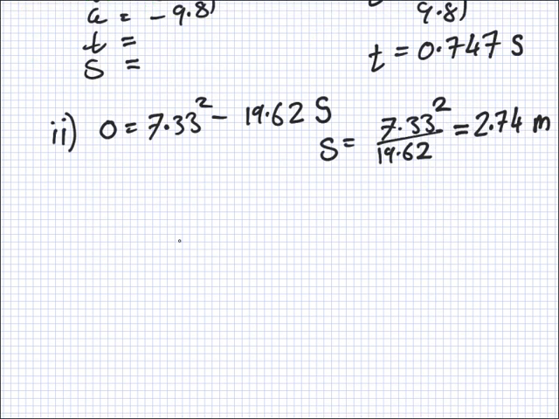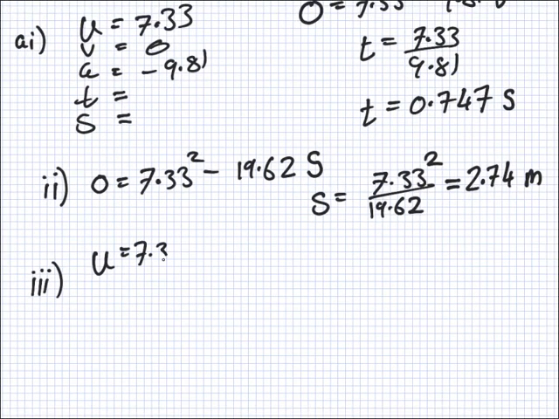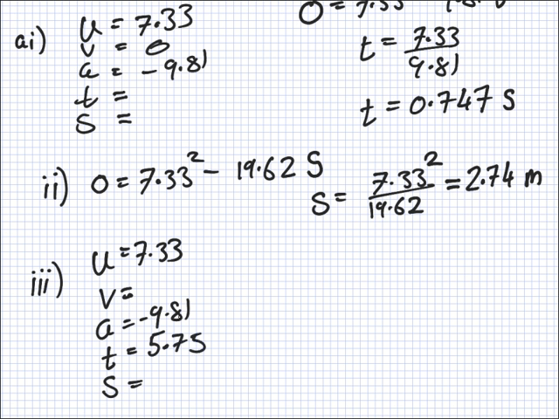Can we work it out? Let's see if we can. So I'm going to look vertical again, but this time not to the maximum height. So U is 7.33. V, we don't know when it hits the ground. A, we know. T, we don't know. Uh-oh, I'm running out of things. S, we can't use that one. So, what else do we know? Oh no, I'm sorry, we do know the T. They tell us it's 5.75, the time to go from the girl's hand to the bottom.